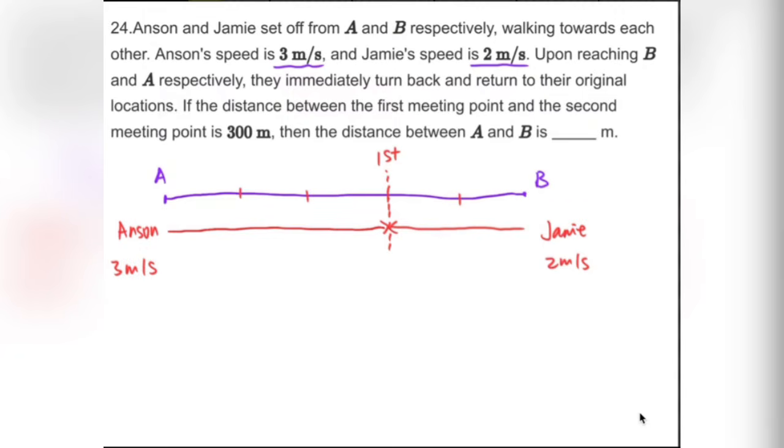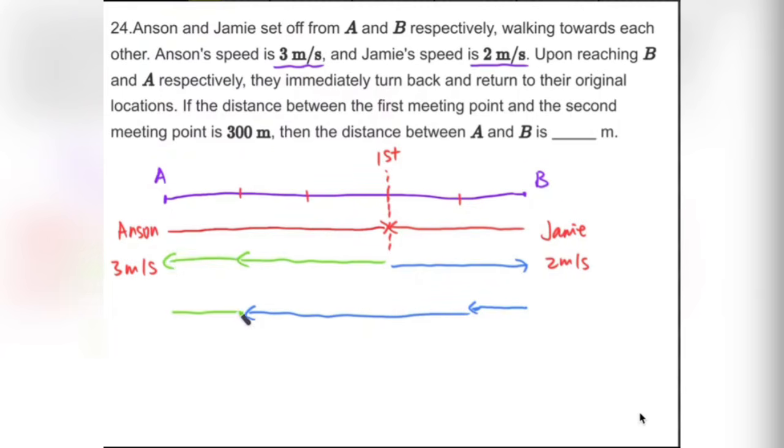So here, again, let's have a look. For the next one, Anson moves on another 3 units. And then for Jamie, let me change to another color, another 2 units. Okay. And then again, another 3 units, and then another 2 units. Okay. So what can you find? For the second time they meet each other, now you see that it is about this point.